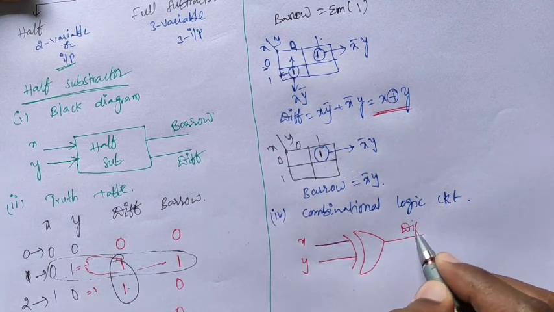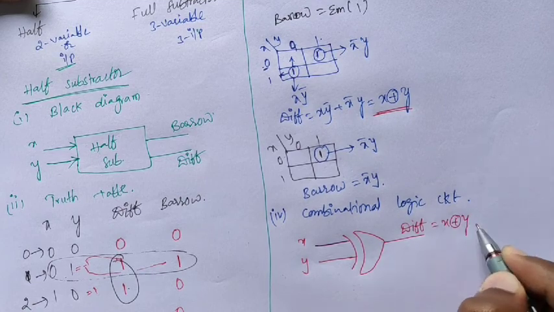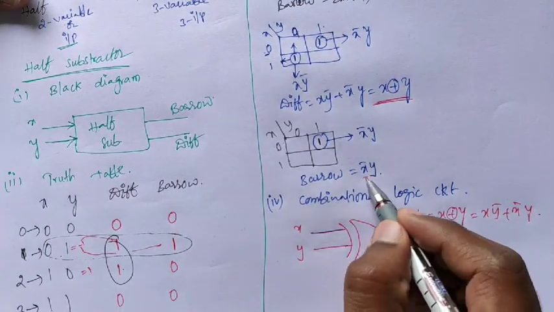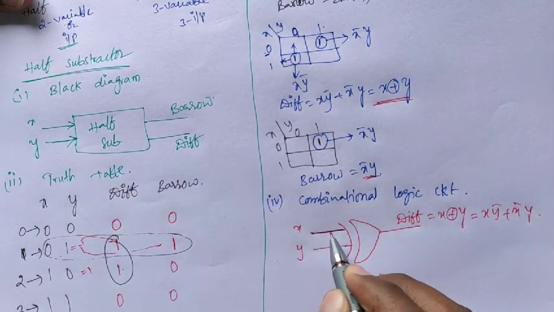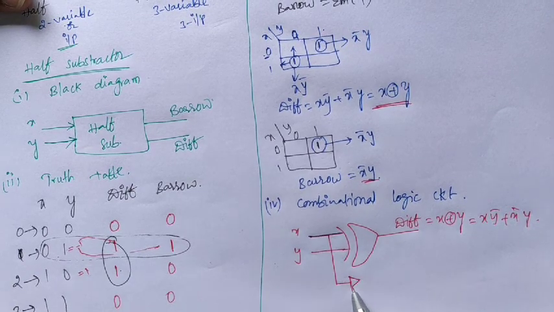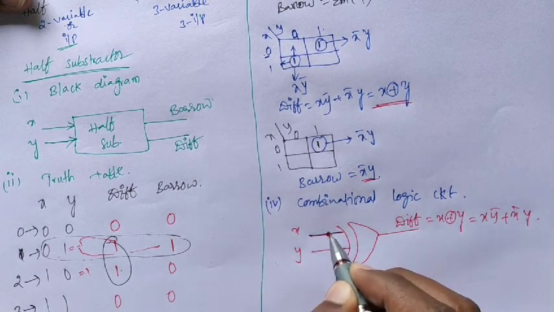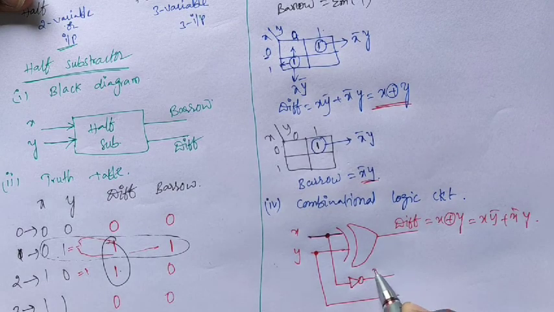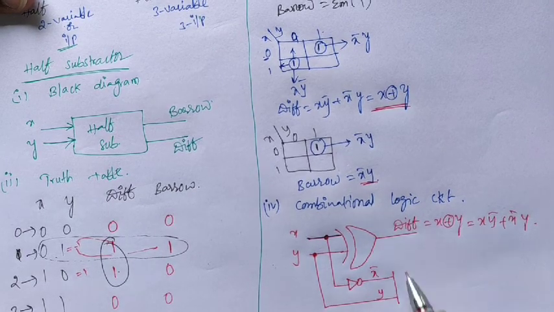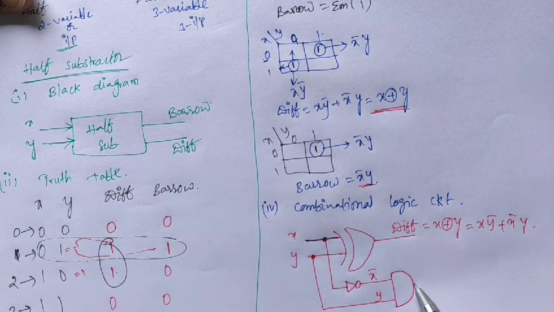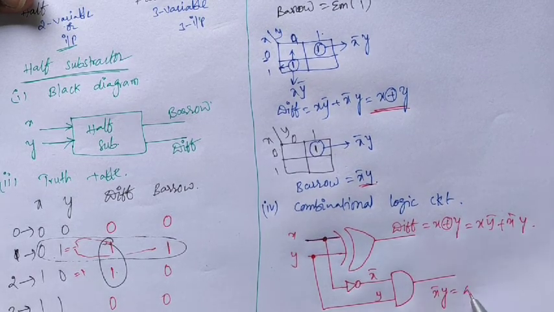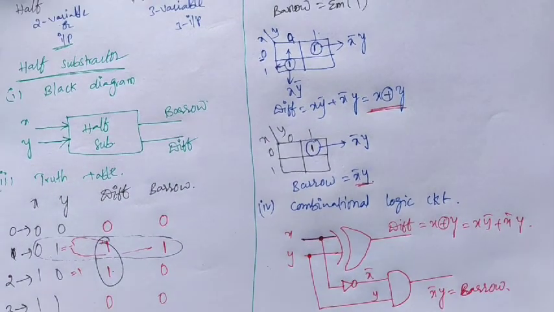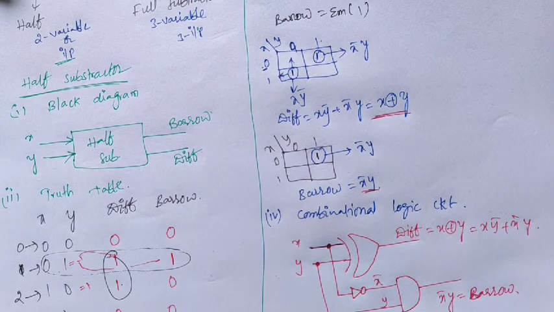So here, difference is equal, we can write it directly, x exclusive OR y, that is equal to x y bar plus x bar y. Like the same, borrow is x bar y. For this, x directly, we have to connect a complement gate or NOT gate. So we can create a node, that is connected internally. Here x bar into y. So this is x bar, this is y. You can connect x bar into y means AND logic. So here the output is x bar y, that is equal to borrow. So this is the logic diagram, the combinational logic circuit for the half subtractor.